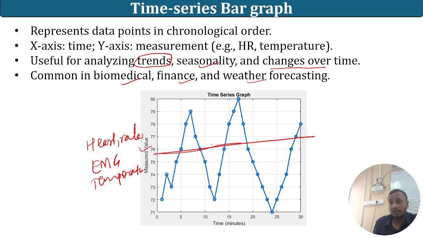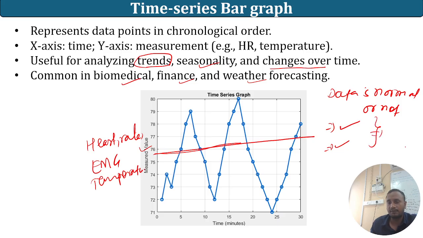We have to check whether the data is normal or not, or whether it changes when the time changes. So for one particular person we have some value, for a second person we have another value, so we have to compare whether the first and second have some differences or not, based upon their physical activities and all. So we can plot this in a time series bar graph. For all these plots, we can draw in MATLAB also.